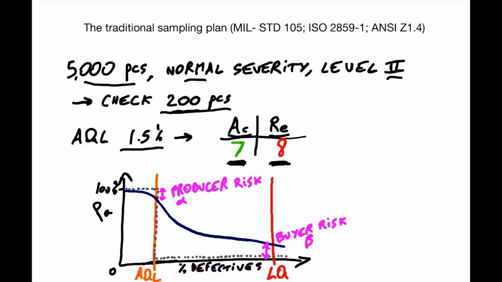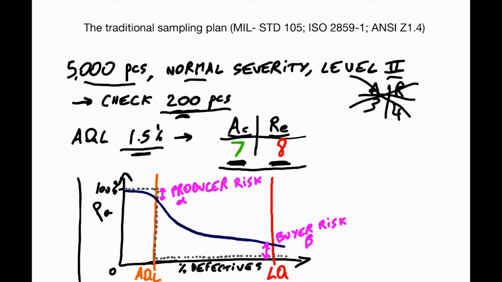Now compare 7 to 1.5% of 200 pieces, and you will understand it's way higher than 3, right? 1.5% times 200 should be 3. So 3 and 4, acceptance, rejection, no. But this is not the case. So you have 7 and 8. To understand that, again, you can refer to my earlier video about operating characteristic curves, but really, in a nutshell, it follows this graph.